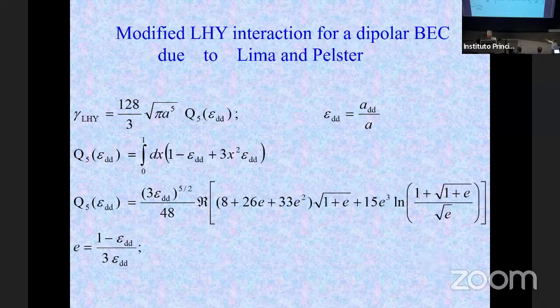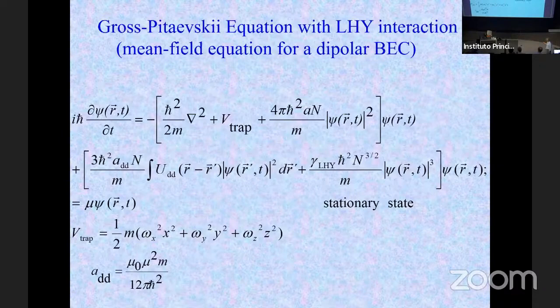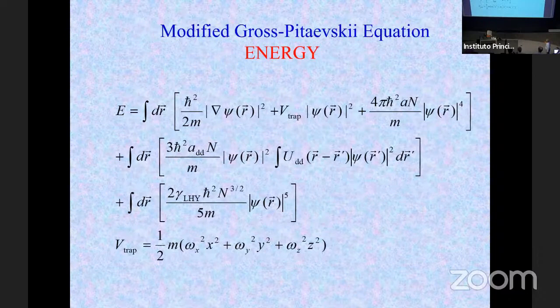And this is the integral. This integral can be worked out this way, and E is this. So we'll be using this model for our calculation. Once we make this model, it becomes different from experiment and reality. So whatever you will see after this is the result of this model calculation. And this is the energy of that system for that model.